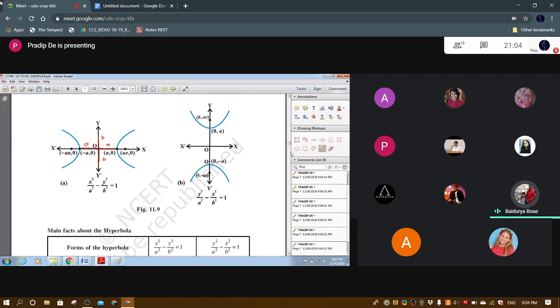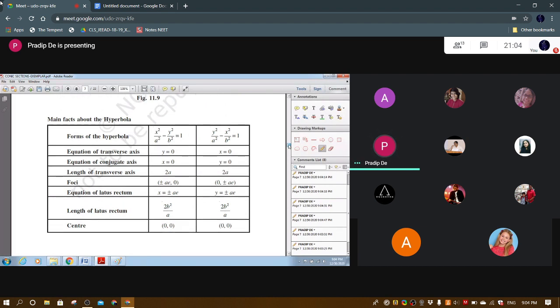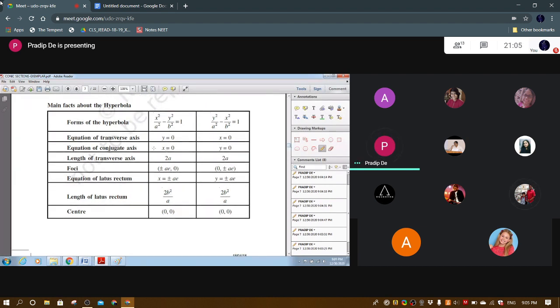So the vertices are plus minus a comma 0, and the foci are plus minus a comma 0. Everything is here. Look, very similar. Length of transverse axis 2a. Foci plus minus a comma 0.